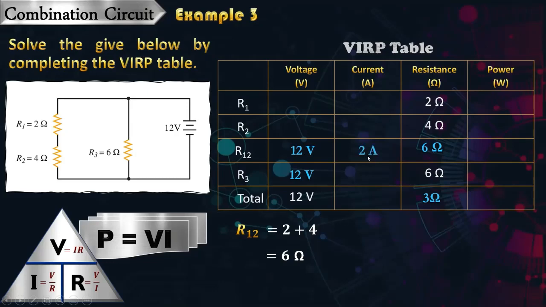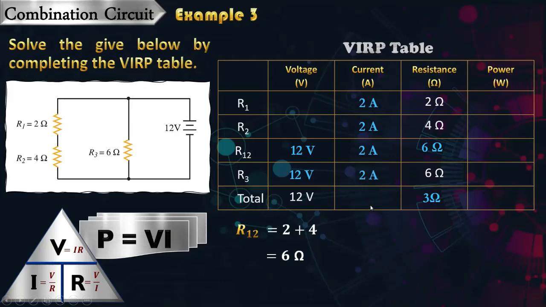And take note, in parallel the voltage is equal, while in series the current is equal. The individual currents and the total current are equal. So that is 2, 2. Take note, they have the same value. And then we can solve now for R3. The current of R3 is 12 divided by 6, which is 2.